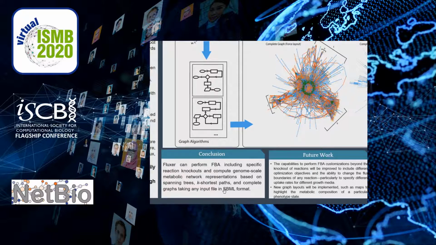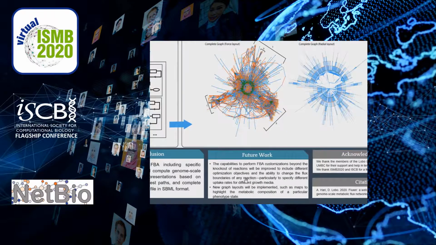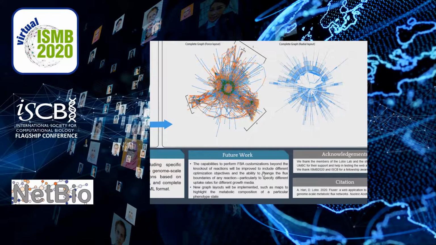based on spanning trees, k-shortest paths, and complete graphs. In the future, we want to expand Fluxer so that users can customize FBA in terms of objective function reaction and also media formulation. We also want to implement new graph layouts so that various metabolic phenotypes can be visually analyzed better.